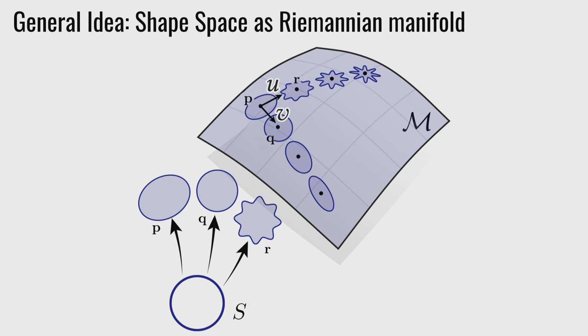So the general idea is that you pick a class of objects. In this case, they are all circular shapes. So you start with some object, which is in this case the closed curve. And then you can think of different realizations of this closed curve, which, for example, are these P, Q, and R shapes. And then the shape space would consist of the collection of all those closed curves. So a point in the space M corresponds to one of the closed curves.